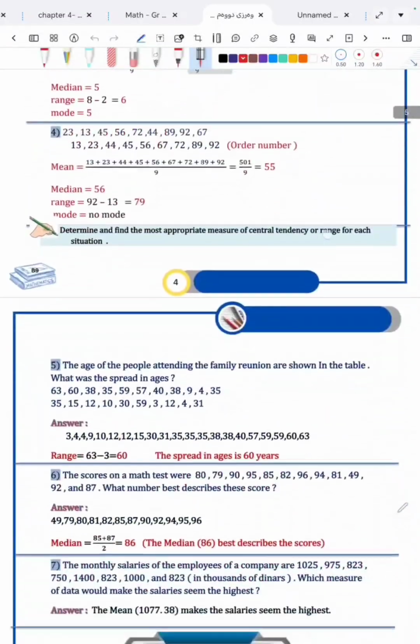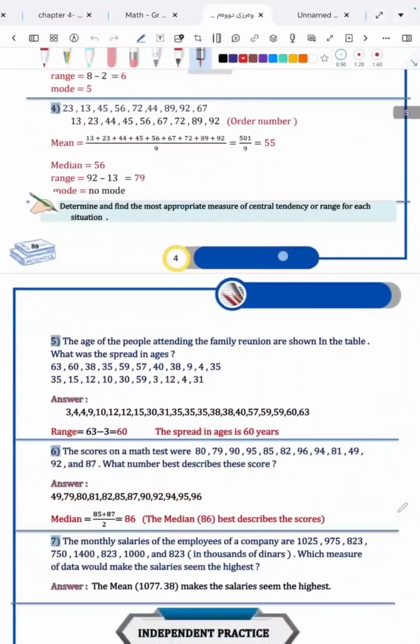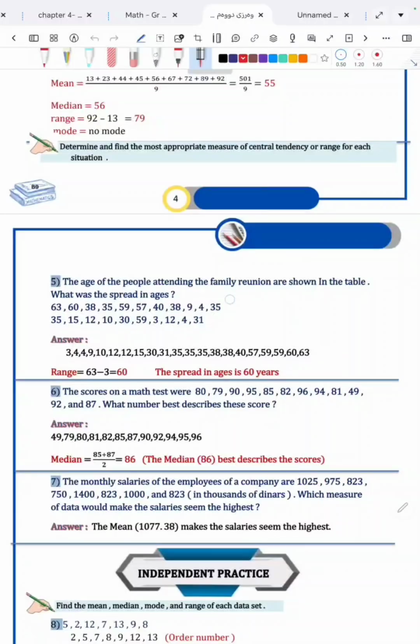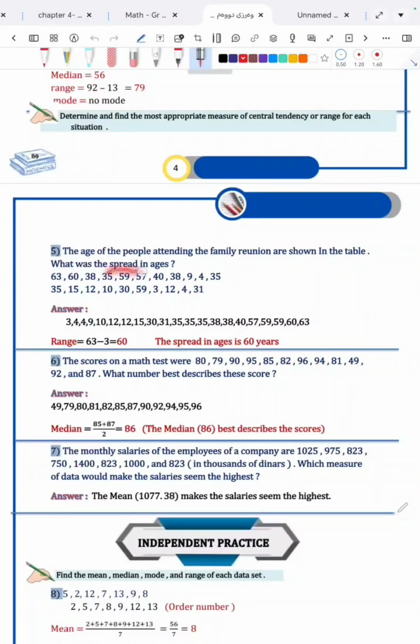Now we have the age question. They ask for the spread, so you have to find the range. Which one is the greatest value? 63. What about the smallest one? It is 3. So we say 63 minus 3, which equals 60. How do you know it's range? Because we have another vocabulary for range, which is spread.